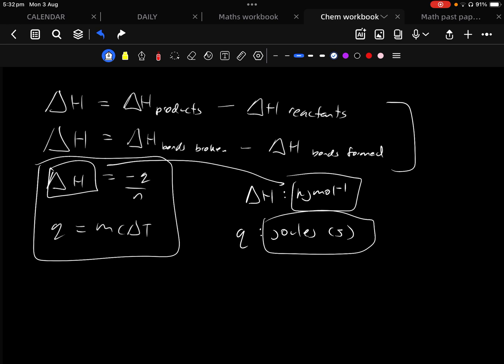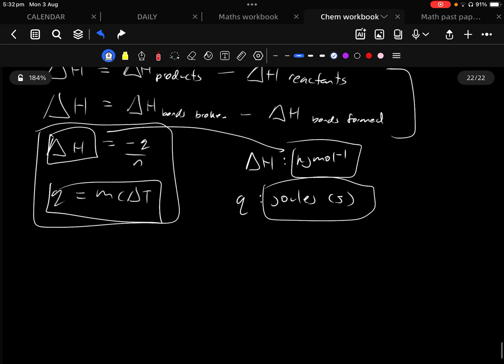Firstly, before we go to practice questions using these formulas, let's go through the formula for calculating Q. So firstly, Q is just energy released. M is the mass of the substance it's in. Most of the time it's water, and it's measured in kilograms.